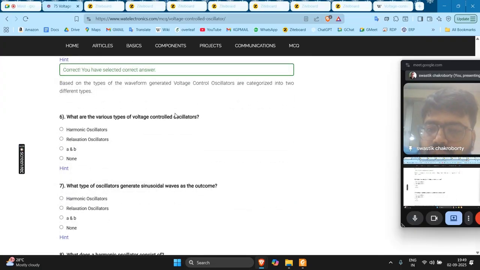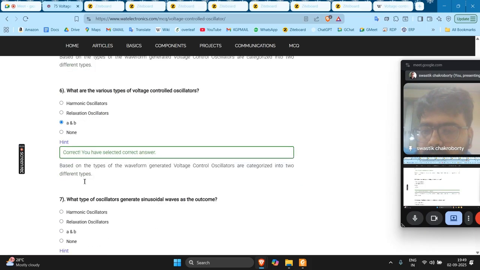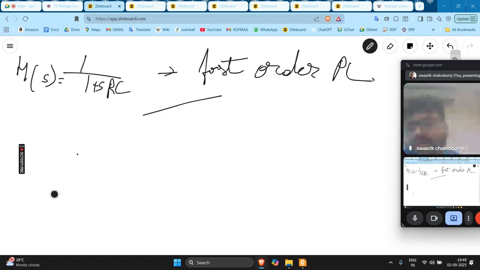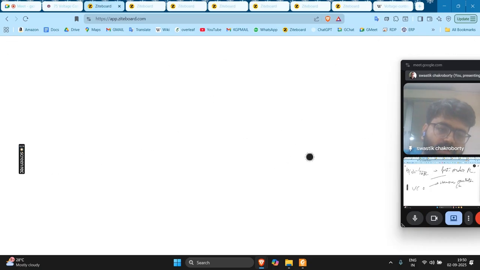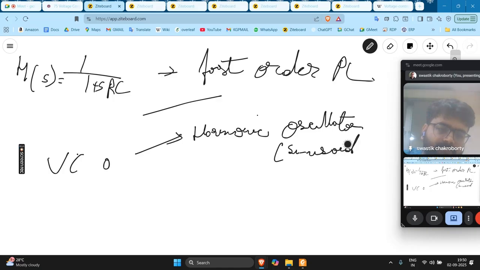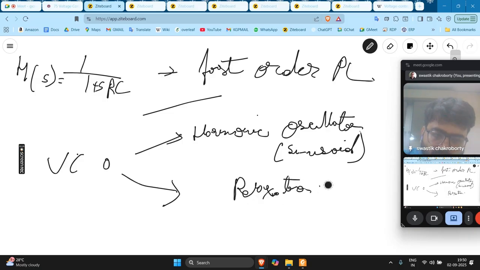And next, what are the various types of VCOs? A, harmonic; B, relaxation or triangular oscillator. So VCOs are of two types. One is the harmonic oscillator, which is sinusoid, and another is a relaxation oscillator, which is a triangle.